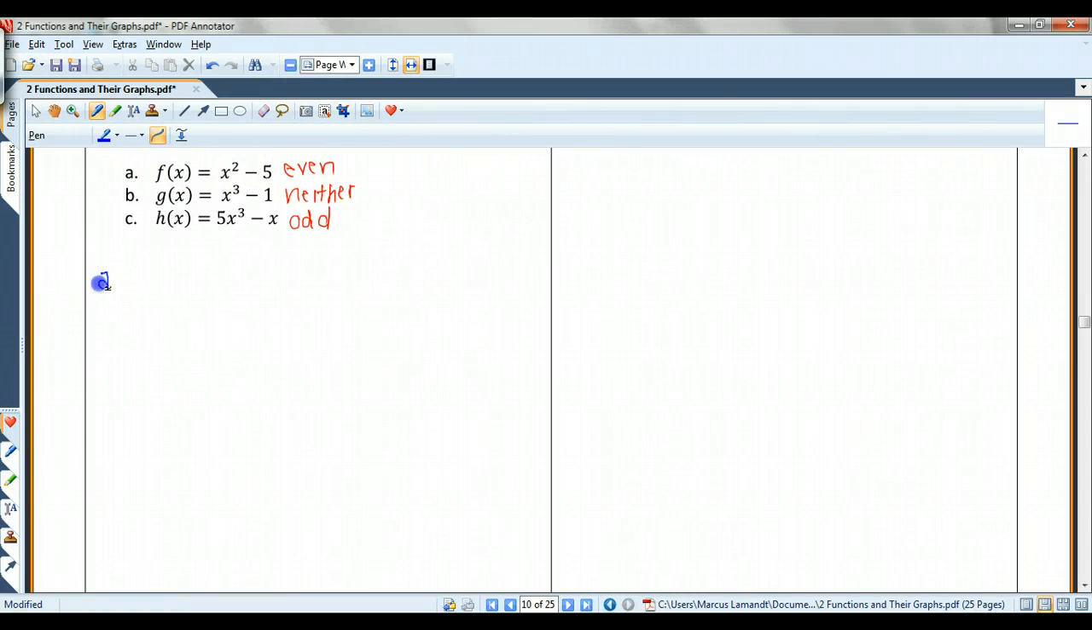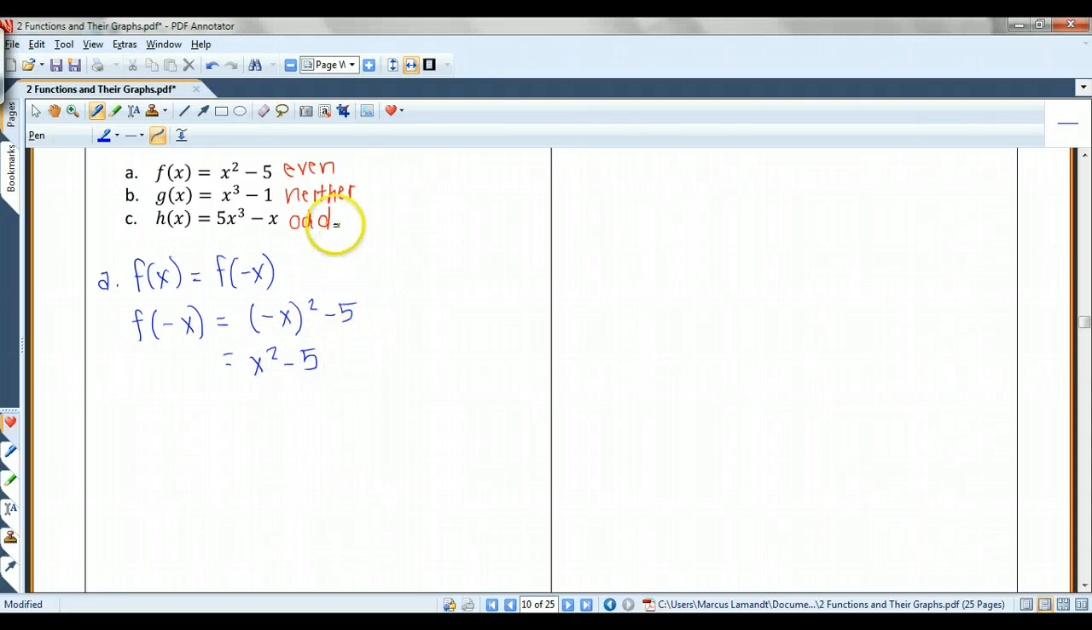In order for f of x to be even, we need to show that f of x equals f of negative x. So let's plug in f of negative x and see what we get. I'm going to get negative x squared minus 5. Negative x squared is just x squared. We have the same thing that we started with. So f of negative x is in fact equal to f of x. So it's even.